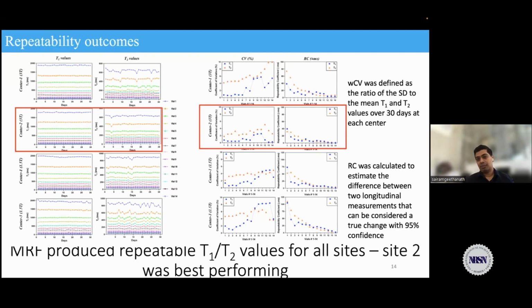That actually tells you coefficient of variation is defined by standard deviation to the mean, which shows you that the lesser, the better, and you can see that we have the least. In general, our MRF produces the smallest values for coefficient of variation. Also, relative correlation was estimated to just see the differences between two longitudinal measurements with a 95% confidence interval. And you can see that for the three sites, ours was the best with 95% confidence as well.